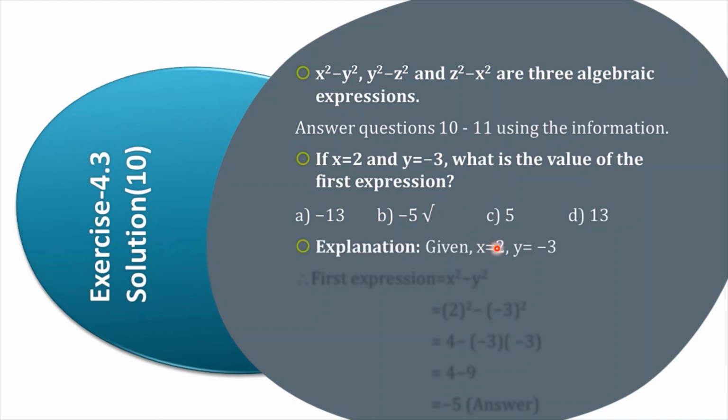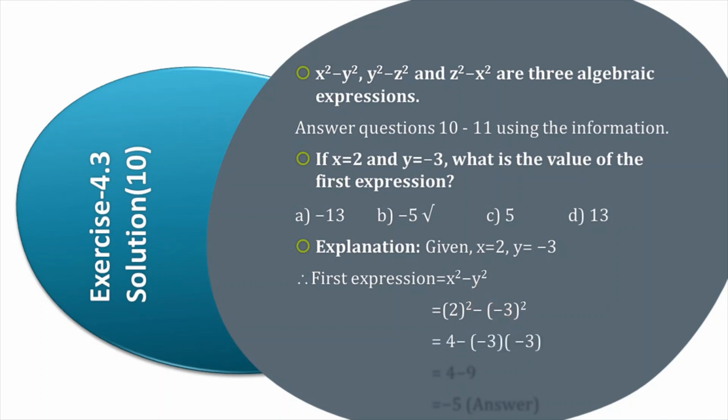Explanation: given x equals 2 and y equals minus 3, my dear, if we put the values of x and y in the first expression, x square minus y square, then we get, instead of x we can write 2 whole square, minus, instead of y we can write minus 3 whole square. As you know, 2 square means 2 multiplied by 2, that would be 4, minus 3 square, that means minus 3 multiplied by minus 3.